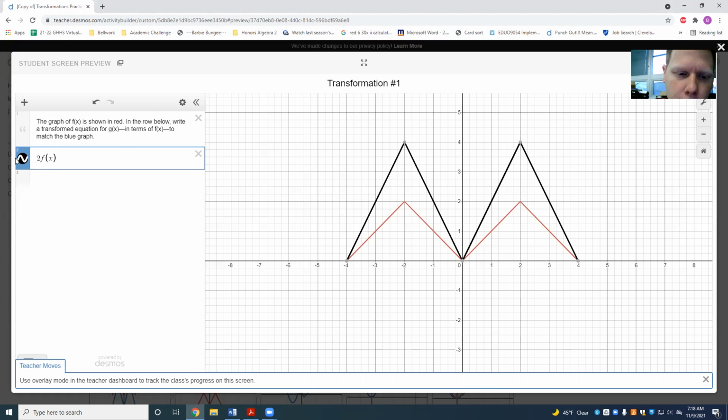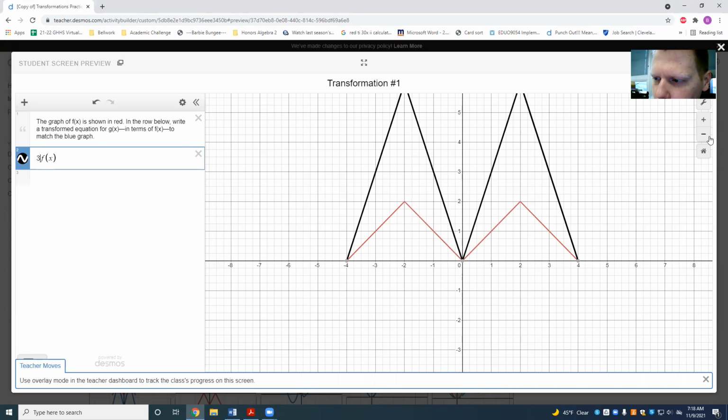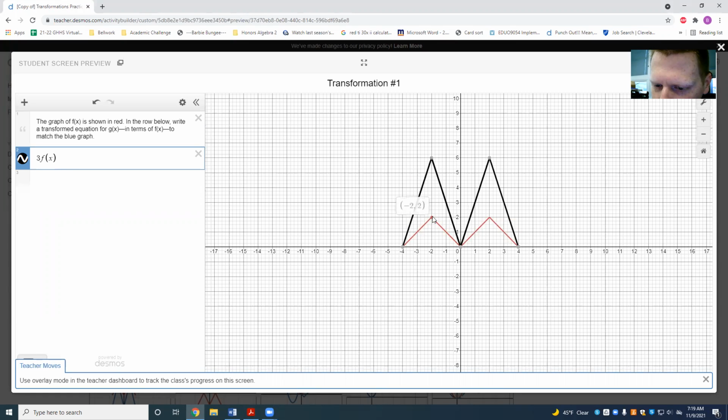For example, if I put in a 3, let me zoom out a little bit. This point was at -2, and now the y value is 6. Basically, you multiply the y values, so the height gets tripled if you put a 3 in front.